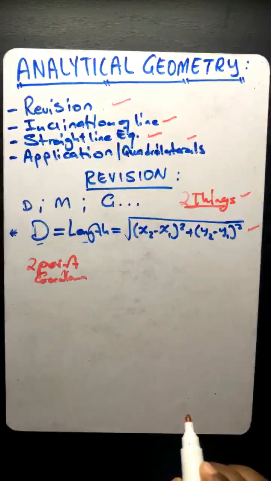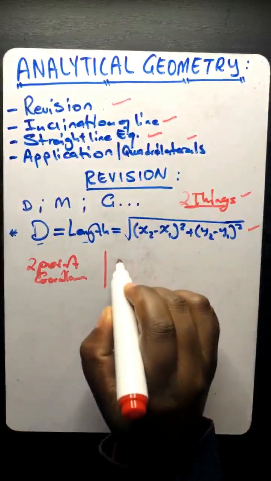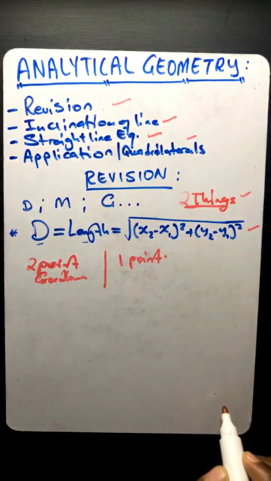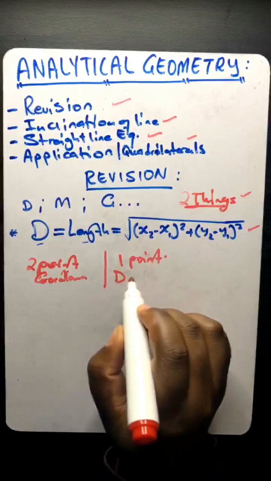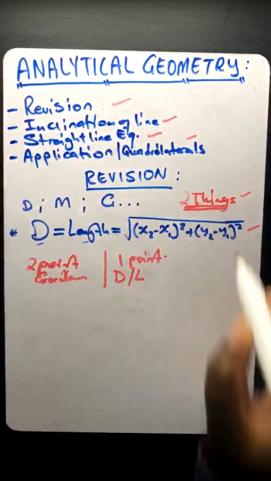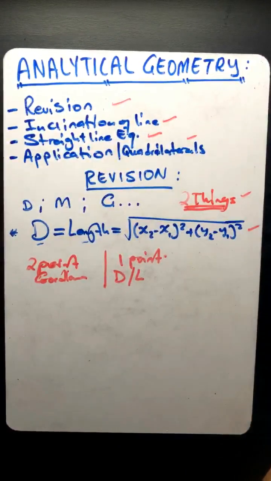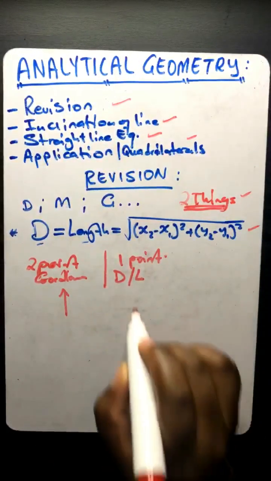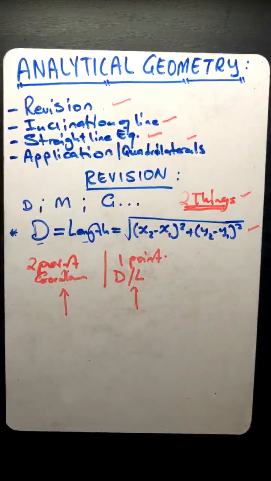If not 2 points, then it means you might need 1 point, but most importantly, you must be given either the distance or the length. That's why I'm saying two things. I'm not specifying what things. This is what you might need, and this is also what you might need.